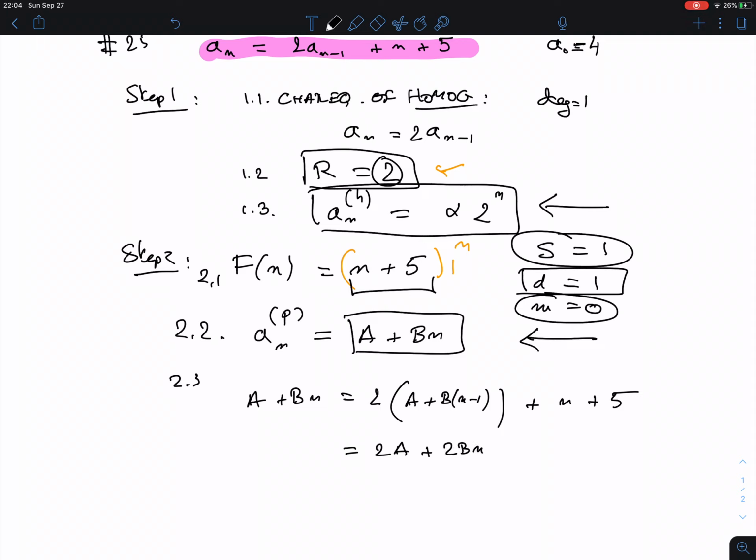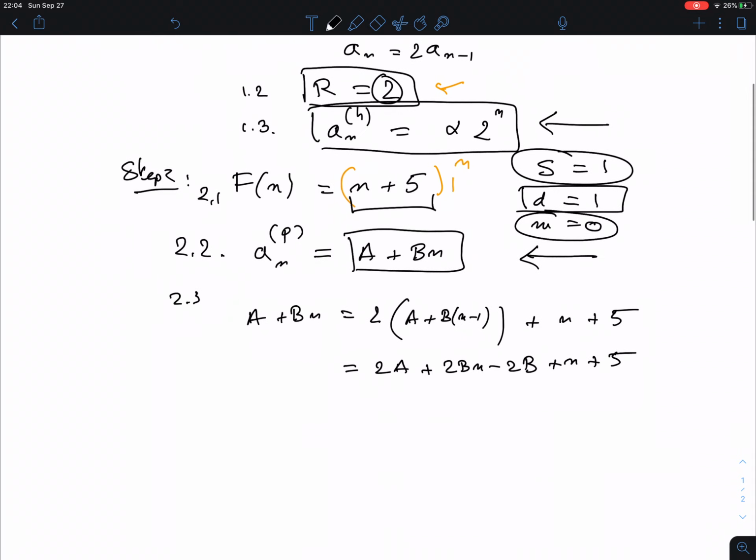2a plus 2bn minus 2b plus n plus 5, right? Take your time in working this out. On a quiz, you have more than enough time, so take your time, very easy, one thing at a time, because if you start combining steps, that's where things go wrong.